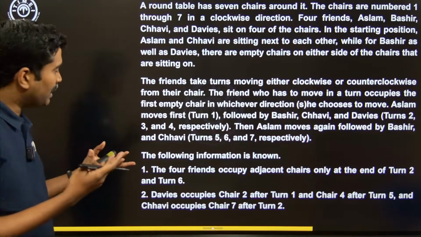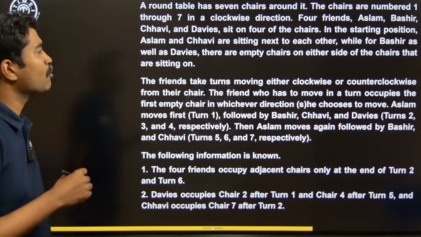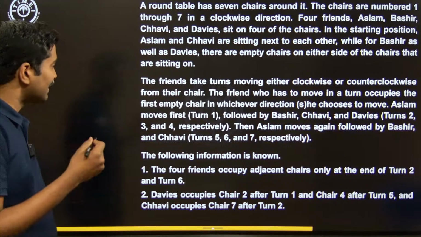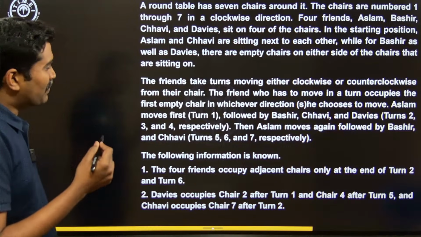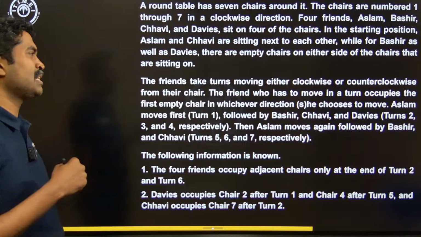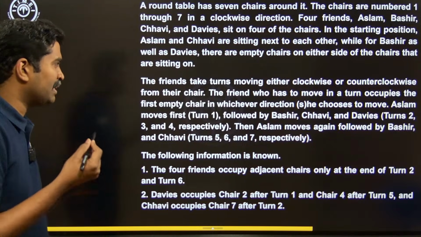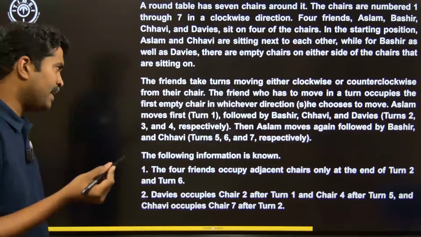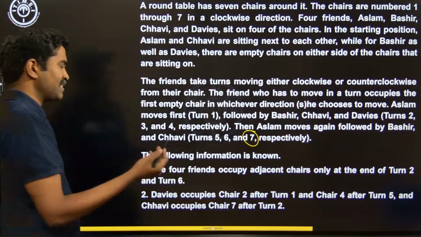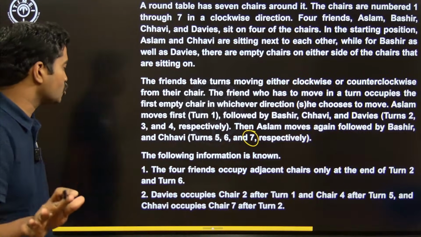Looks promising, prima facie. The friends take turns moving either clockwise or counterclockwise from their chair. All right, okay, things are not so easy now. The friend who has to move in a turn occupies the first empty chair in whichever direction he or she chooses to move. A moves first, then B, then C, then D. Then A, followed by B, C. All right, here everything's stopping at the 7th turn. A, B, C, D, and then A, B, C, and stop.